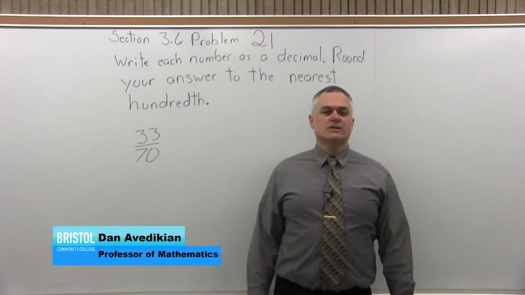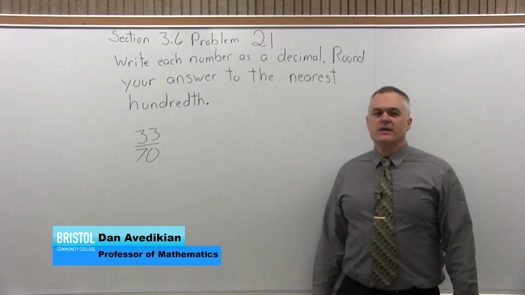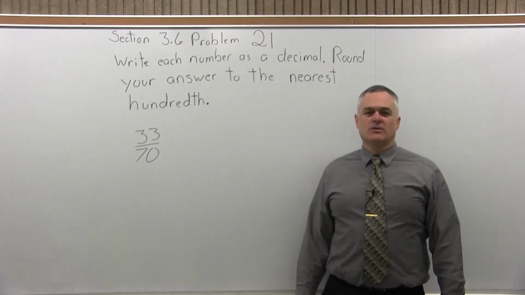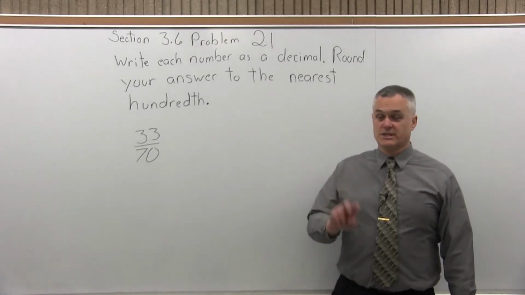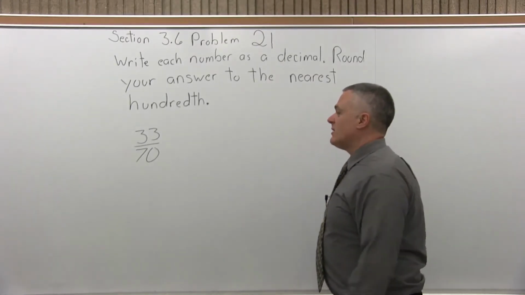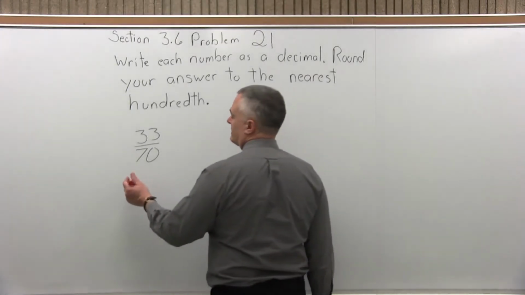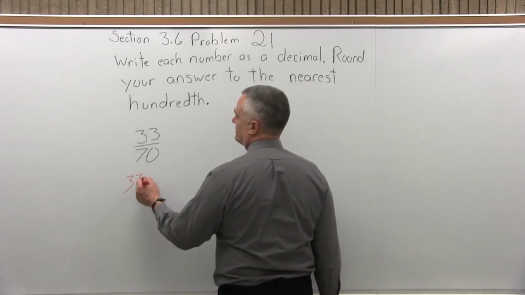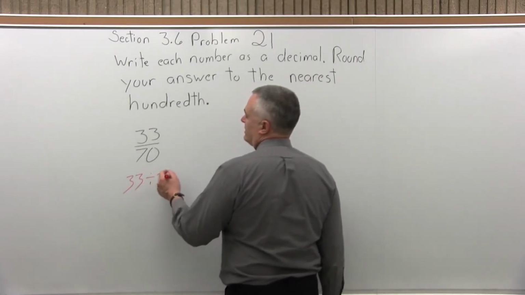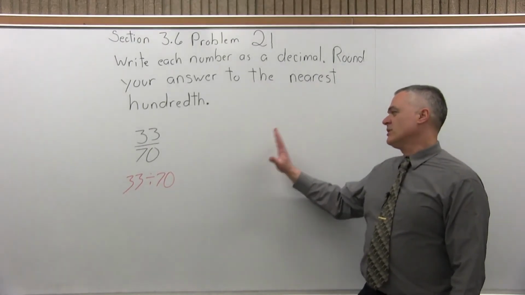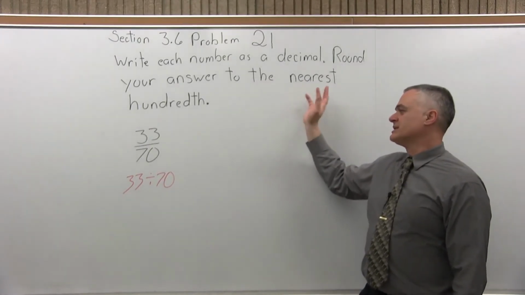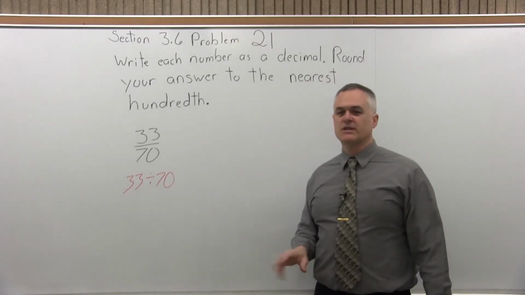This is Section 3.6, Problem 21. It says write each number as a decimal, round your answer to the nearest hundredth. So hundredth is two places after the decimal. So we have 33 over 70. Now, as I mentioned with all these, if you have a calculator, just enter 33 divided by 70 equals. The calculator will give you a lot of decimals, and for two places after the decimal, you can round it off, and you'll have the answer.